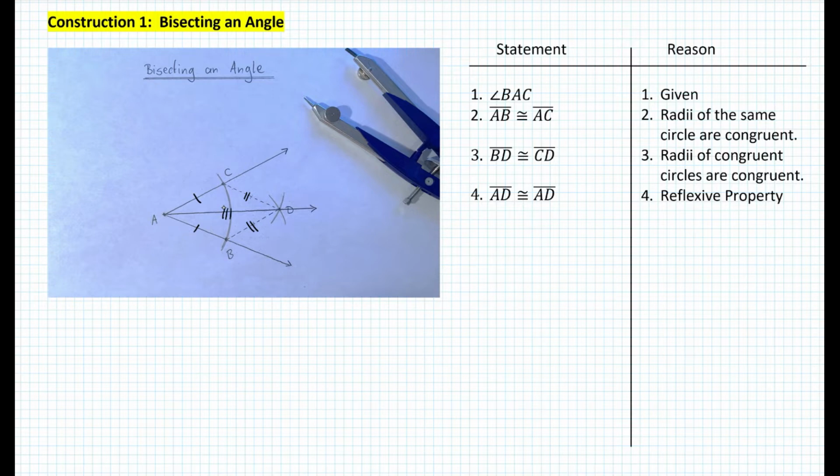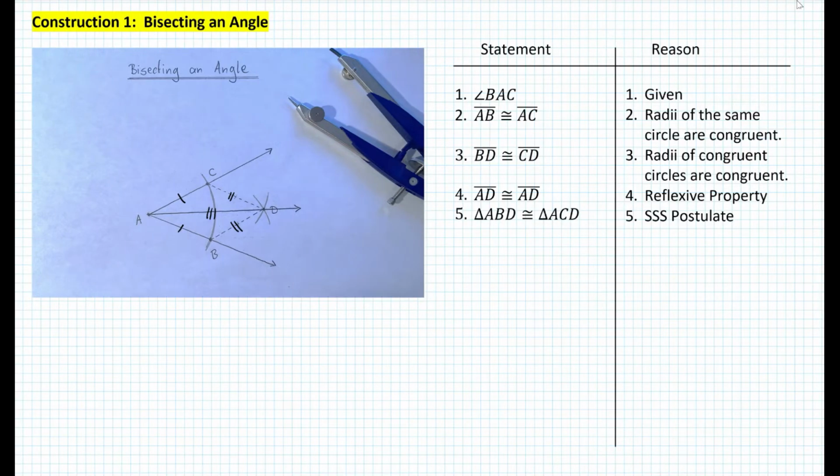And as we can see here, we have triangle ABD and triangle ACD to be congruent to each other. And the reason why these triangles are congruent is because of the SSS postulate. Now, since the triangles are congruent, we can say that the corresponding parts are congruent.